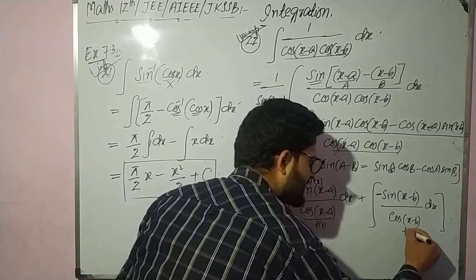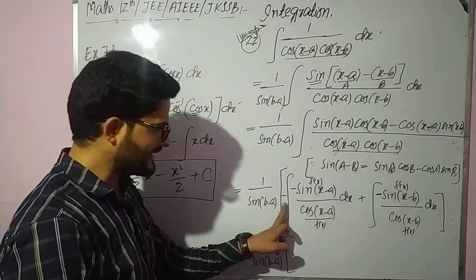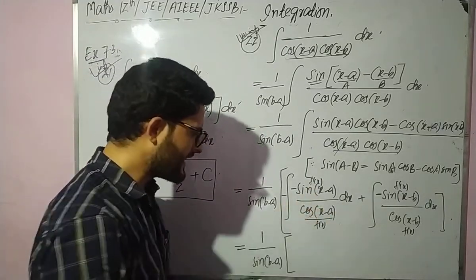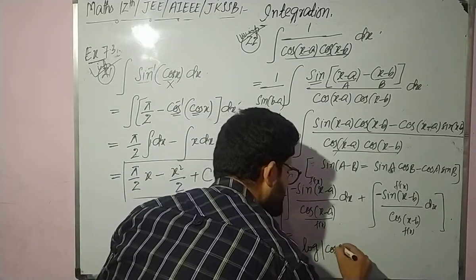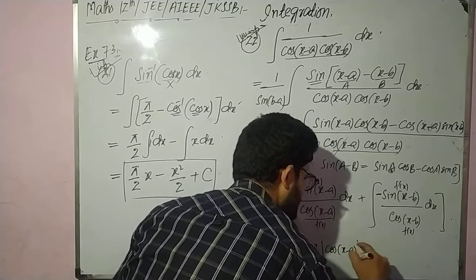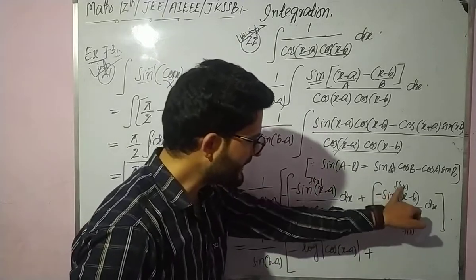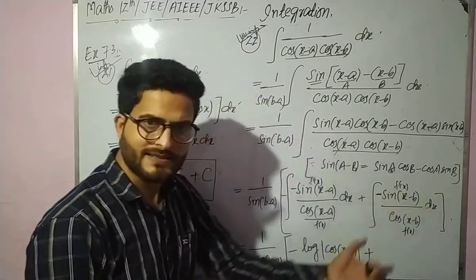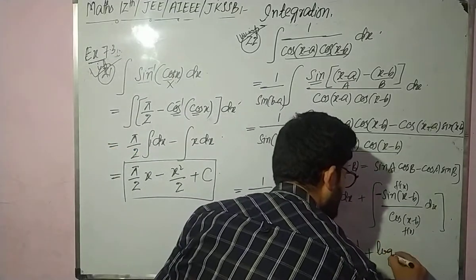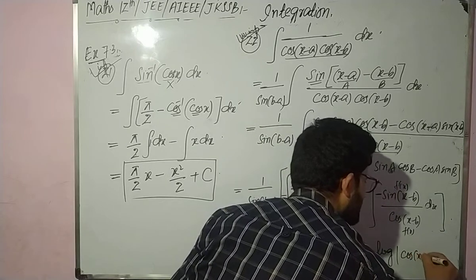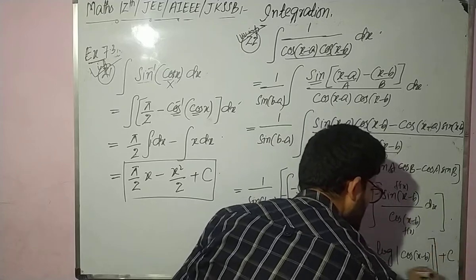Treat cos of x minus b as f of x, and this is obviously f dash of x. So this is the standard result: integration of f dash x divided by f of x dx is directly equal to minus log of mod of cos of x minus a, plus again integration of f dash x divided by f of x dx, again a standard result, and its integration is log of mod of f of x. So that is log of mod of cos of x minus b plus c, the constant of integration.